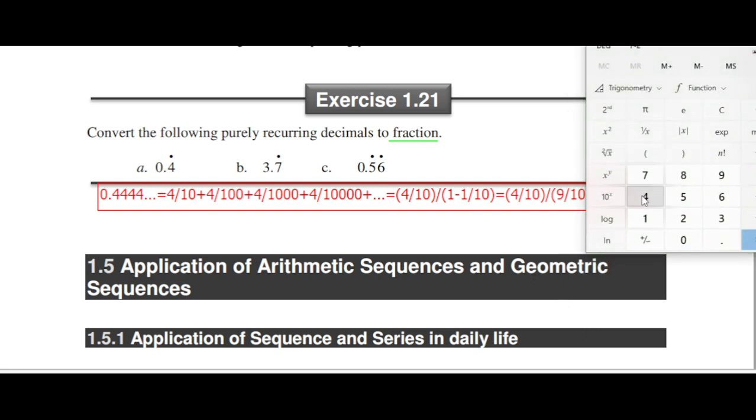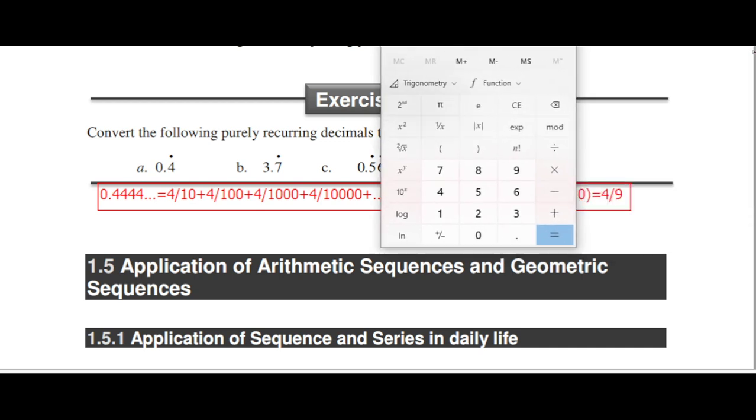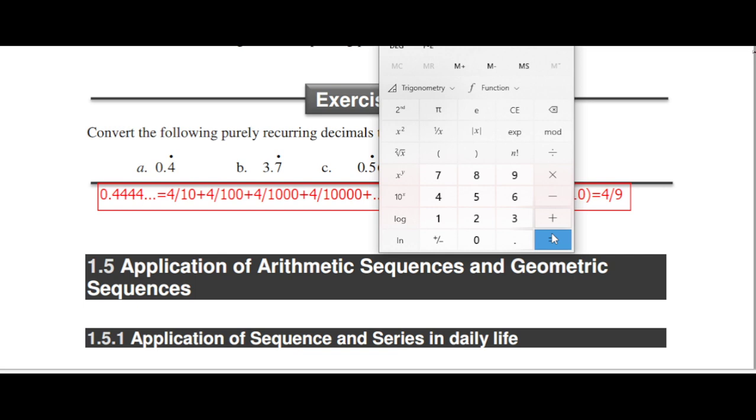4 over 9, let's cross check it. Let's divide 4 by 9. 4 divided by 9 is equal to 0.44 and so on.